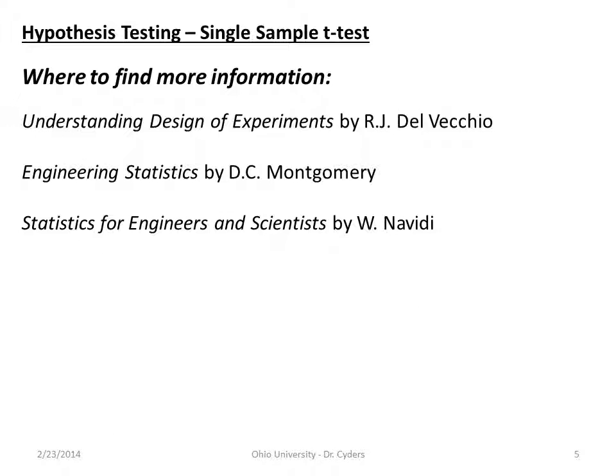If you need more information, there are a couple of good texts on the topic. Understanding Design of Experiments by Del Vecchio is a good one. You have Engineering Statistics by Montgomery. That was your textbook in ISC 3200. And there's also a pretty good text, Statistics for Engineers and Scientists by Navidi, which is also a pretty good resource with good problems.